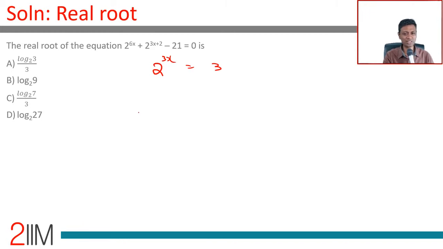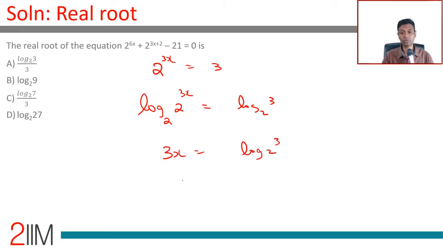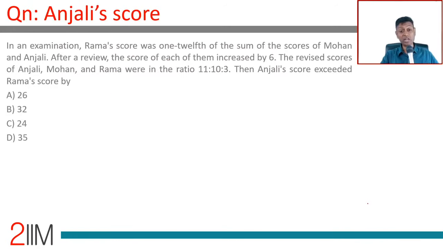Some log is involved. Right away we take log to the base 2: log to the base 2 of 2^(3x) is log 3 to the base 2. This is 3x equals log 3 to the base 2, or x is 1/3 of log 3 to the base 2. Log 3 to the base 2 by 3. That is the right answer. First step, convert this to a quadratic equation. Get two roots. One of the roots does not work out. Take the other root, bring back x into the system: 2^(3x) is equal to 3. Then take log on both sides. You're through.